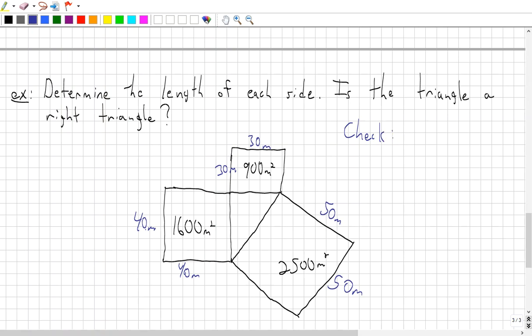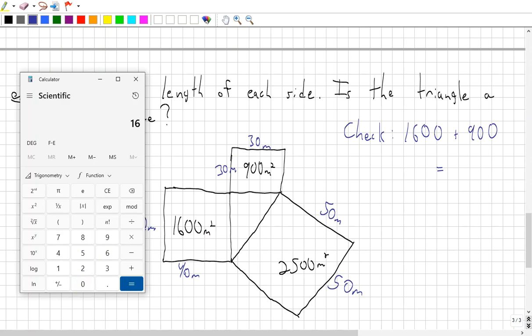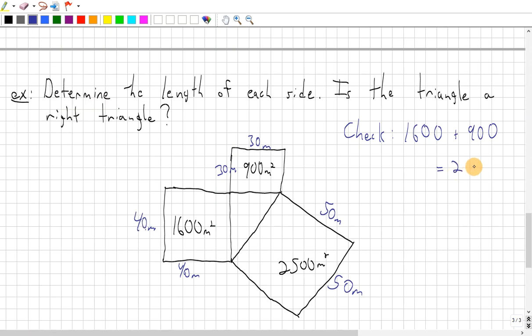and I can check for the areas of the two legs. So I have 1600 plus 900. And you can do that in your head, or you can use a calculator if you would like. 1600 plus 900 is, in fact, 2500. So, yes, this is a right triangle. And what I could do is, because I checked, now I can put that little right angle in the corner.